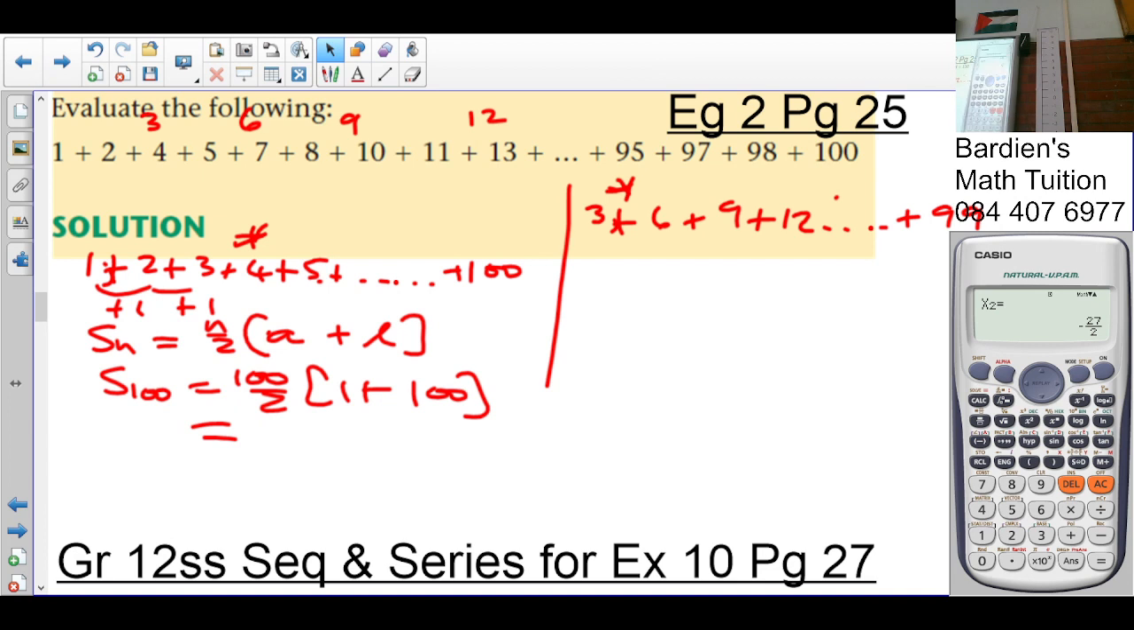Okay. Let's punch that in the calculator. It will be 100 over 2 into 1 plus 100, which is 5,050.